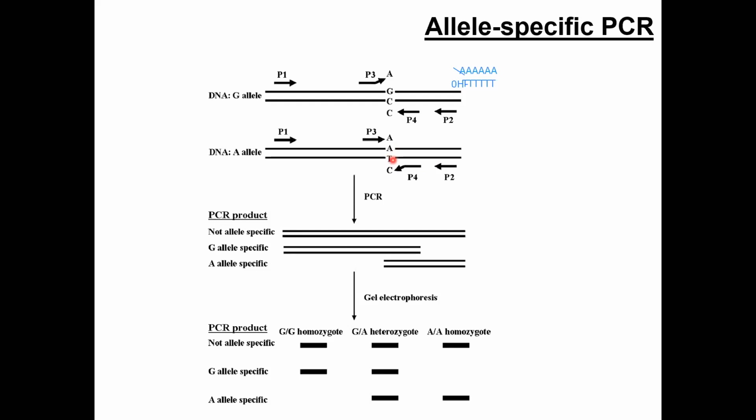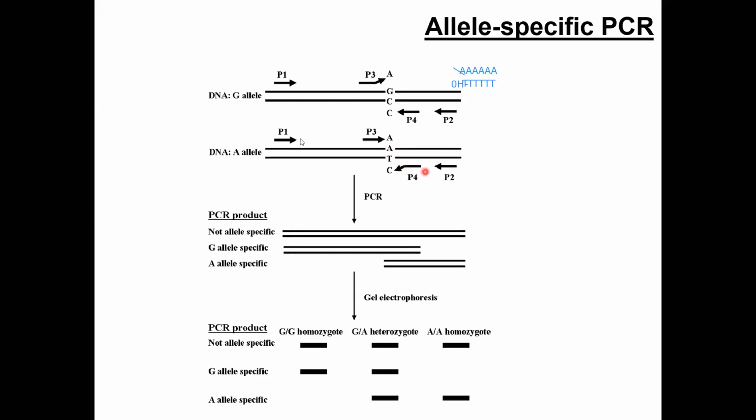To anneal, it should have a G here, right? G will pair with C. But when you have a C here and a T here, it will not be able to anneal, right? So this band, this amplification with this and this will not occur, because the forward primer is there, but the reverse primer is not amplifying because it's not annealing.